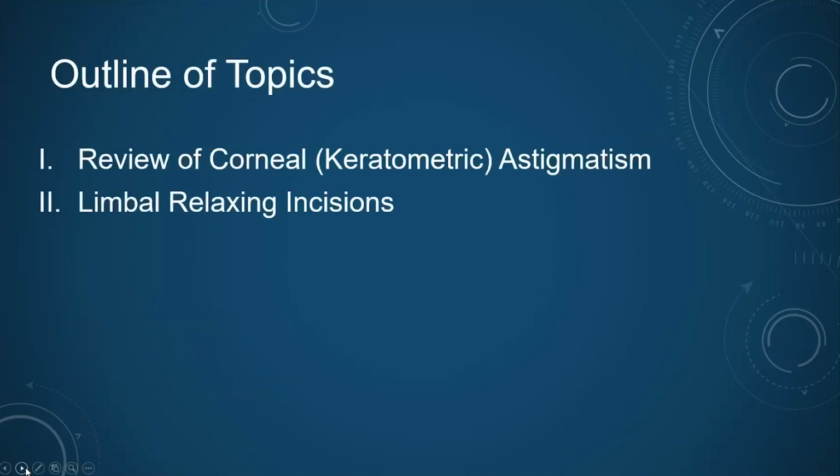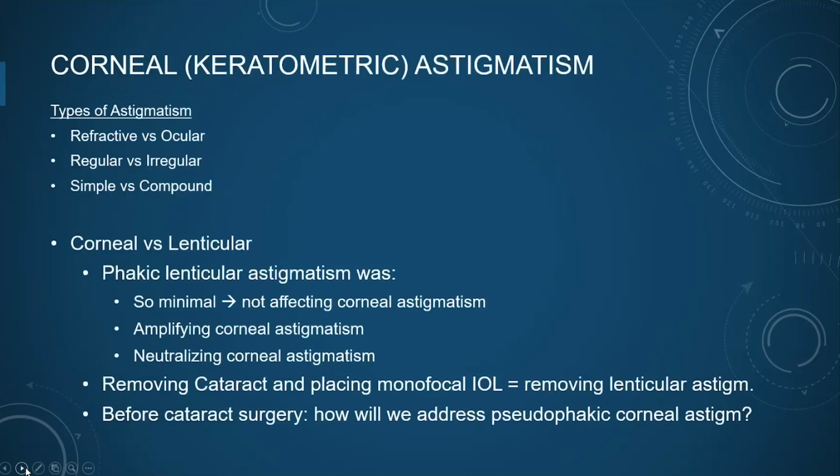Okay, so let's talk a little bit about corneal or keratometric astigmatism, and then we'll segue that into limbal relaxing incisions themselves. So a little bit of review here. There are different types of astigmatism: refractive versus ocular, regular versus irregular, simple versus compound. But for the purposes of our discussion tonight, we'll limit it to corneal versus lenticular. We'll assume that all of the refractive astigmatism can be split into corneal versus lenticular astigmatism.